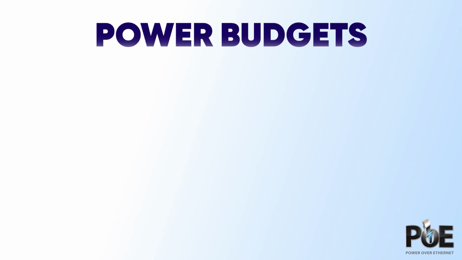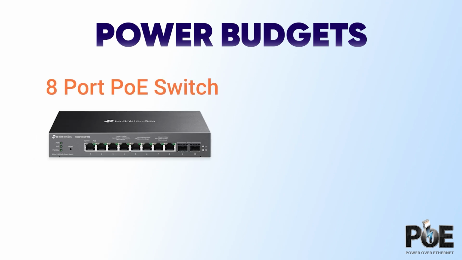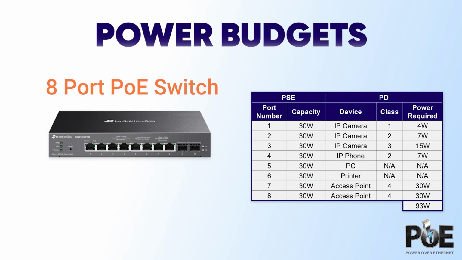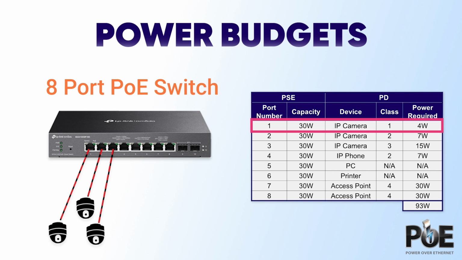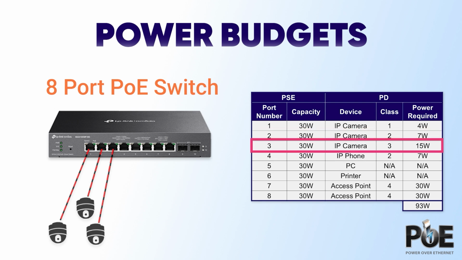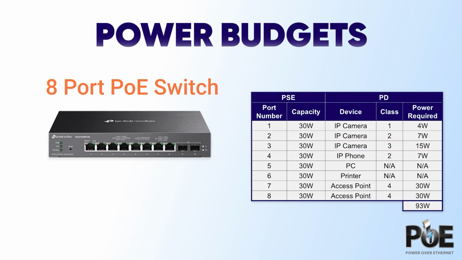Following is a realistic example of an 8-port switch deployed in a corporate network. Ports 1, 2, and 3 are connected to different IP cameras. The Class 1 camera requires 4 watts. The Class 2 camera requires 7 watts, and the Class 3 camera requires 15 watts of power. Port number 4 is connected to a Class 2 IP phone, which also requires 7 watts of power.